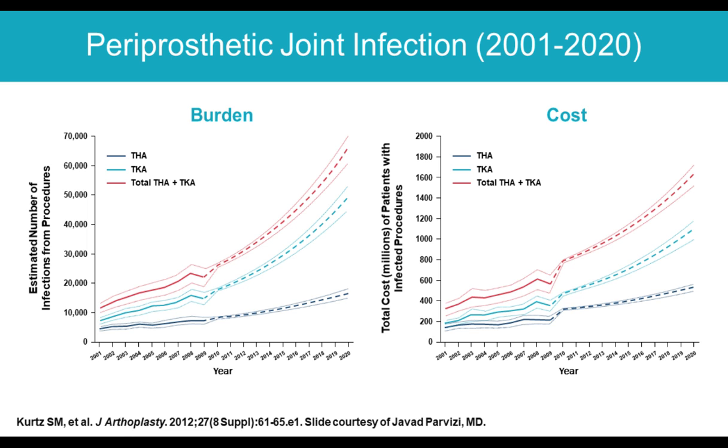Our burden of periprosthetic joint infection, unfortunately, is also increasing year over year. This is a study from Steve Kurtz, published in 2012, looking at the burden of joint infection in the U.S. through 2010 with projection through 2020. And you can see that year over year over year, this is rising. And not surprisingly, the associated costs are also rising.